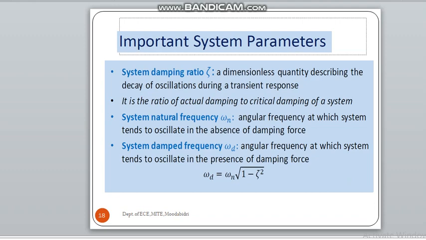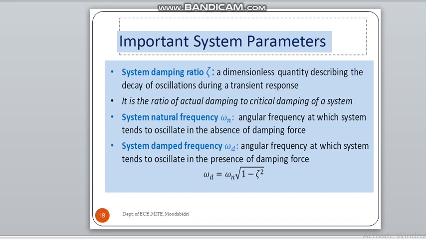So zeta is a dimensionless quantity describing the decay of oscillations during a transient response. How much it is decreasing, in what amount the oscillations decrease, will be given by the value zeta. It is the ratio of actual damping to the critical damping of the system.